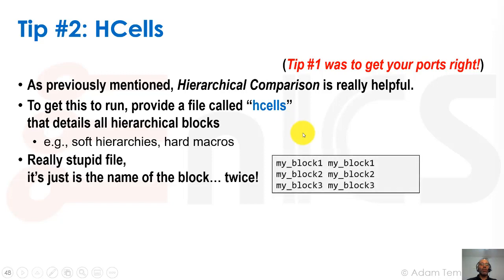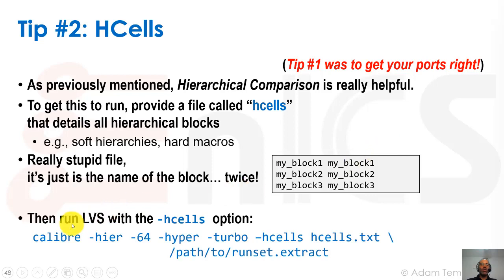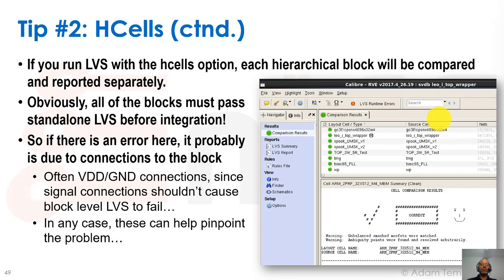So this is really a dumb file, a stupid file, I would say. It's just the name of the block twice: my block 1, my block 1, my block 2, my block 2. This is the H cells file, okay? And when you run Calibre, you actually write -H cells and give it the name of the file that has this definition in it, okay? So if you do that, it can help you debug. It can help run LVS.